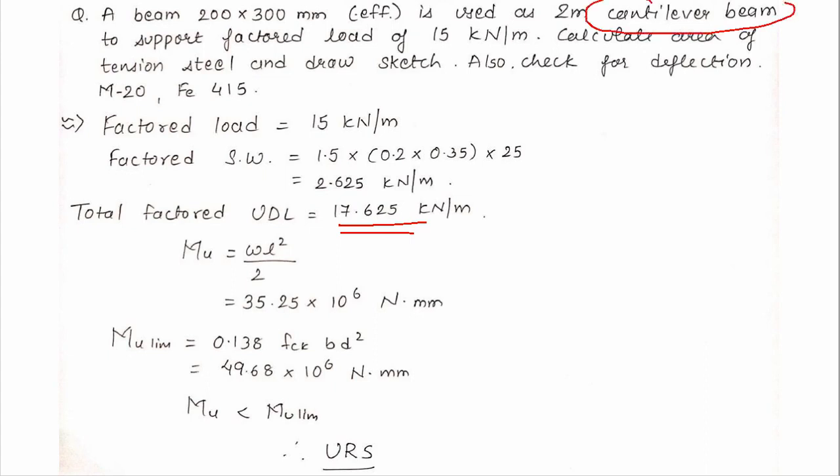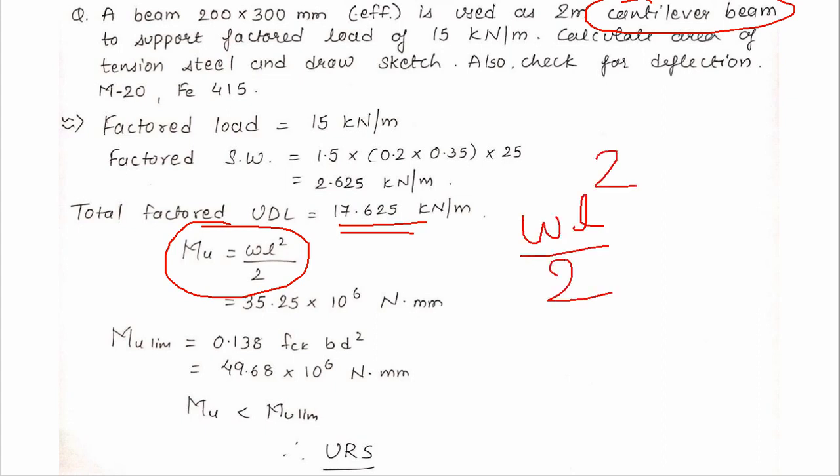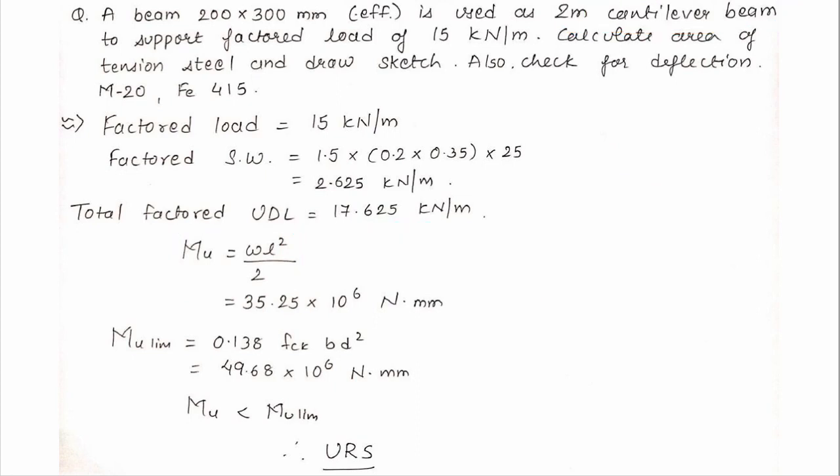Now, as the beam is given as a cantilever, again it is a twisted question, not a normal question as we have seen previously. The easiest question would be a simply supported beam, but here it is a cantilever beam, so the moment has to be kept in mind. For a cantilever beam with a UDL, the maximum bending moment will always be WL square by 2. Taking W as this value and the length given in the question as 2 meters, divided by 2, we get 35.25 into 10 raised to 6 Newton into mm.